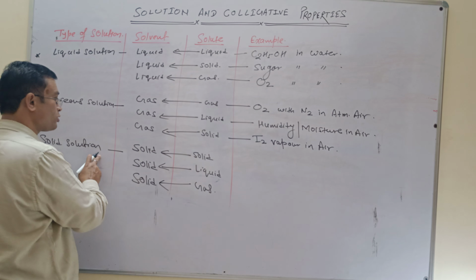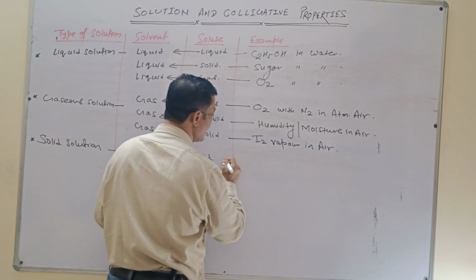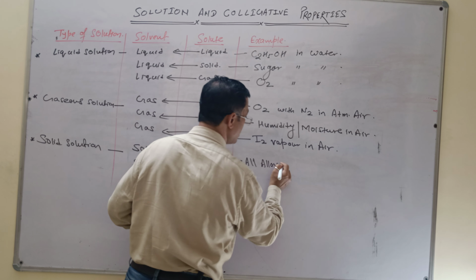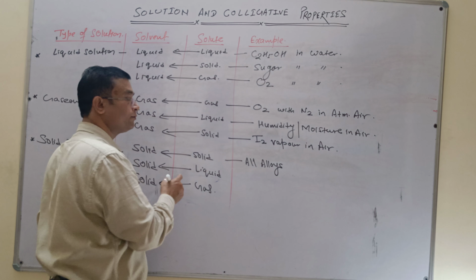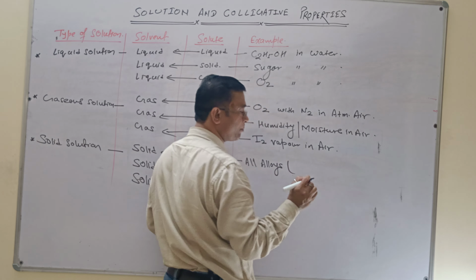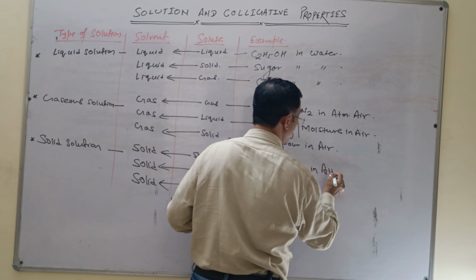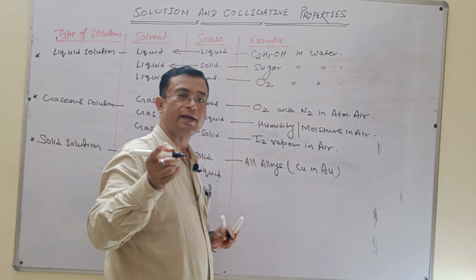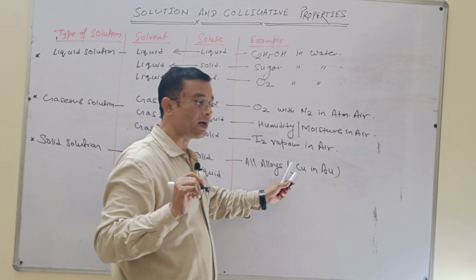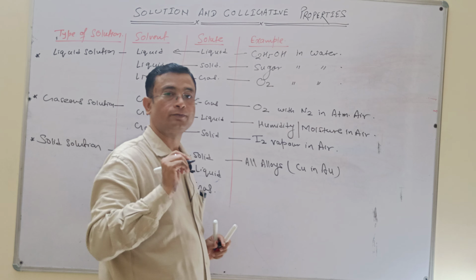Now here about the solid solution. Solid dissolved in the solid. Then what are the examples? All alloys. These all are the examples of solid solution. If we take a specific example, then copper in gold. Because gold is present in the larger amount, therefore gold behaves as the solvent. And copper, comparatively in smaller amount, therefore copper behaves as the solute.